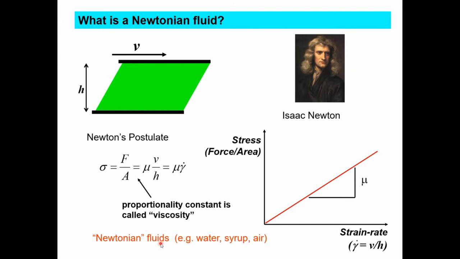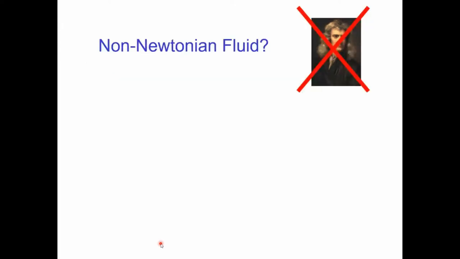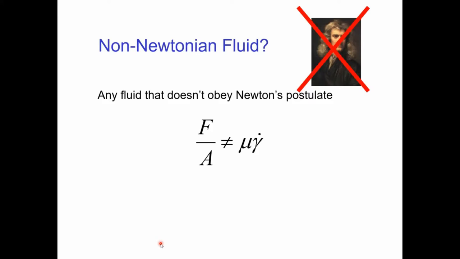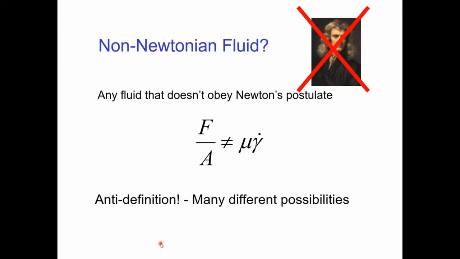So what is a non-Newtonian fluid? Well, the answer is that a non-Newtonian fluid is basically anything that doesn't obey Newton's postulate. So in that sense, it's an anti-definition rather than a definition. And that means there are many, many different possibilities. So there are many different ways in which fluids can violate this Newtonian postulate. And so what I'm going to do today is to show you some of those ways, and also some of the mathematics for how we might go around modeling them.